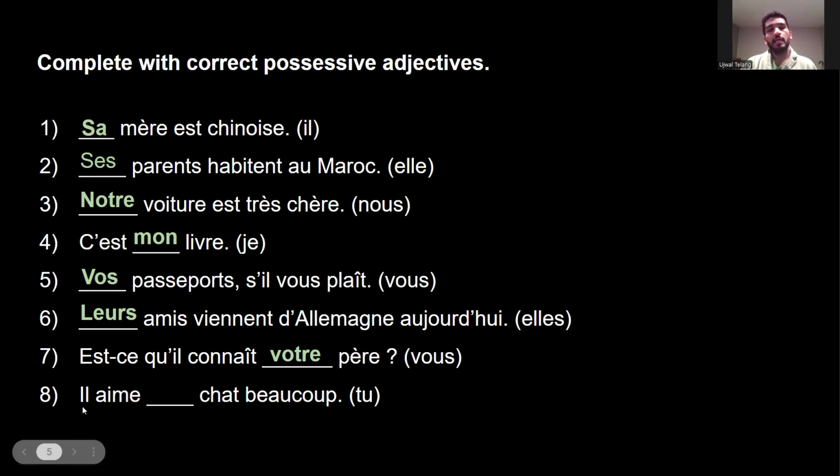And last sentence, he likes dash cat a lot. Okay, and sorry, the translation is he likes your cat a lot. Okay, and we have to use a possessive adjective using the pronoun tu. Okay, donc it's gonna be il aime ton chat beaucoup. Why did we use ton and not ta? Because chat is masculine and chat without an S is singular. So it's gonna be il aime ton chat beaucoup. Okay.